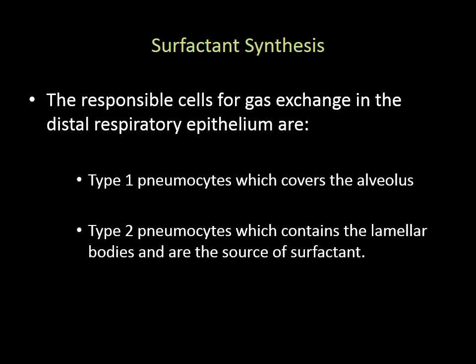The responsible cells for gas exchange in the distal respiratory epithelium are type 1 pneumocytes and type 2 pneumocytes. Type 1 pneumocytes cover the alveolus, whereas the type 2 pneumocytes contain the lamellar bodies and are the source of surfactant.